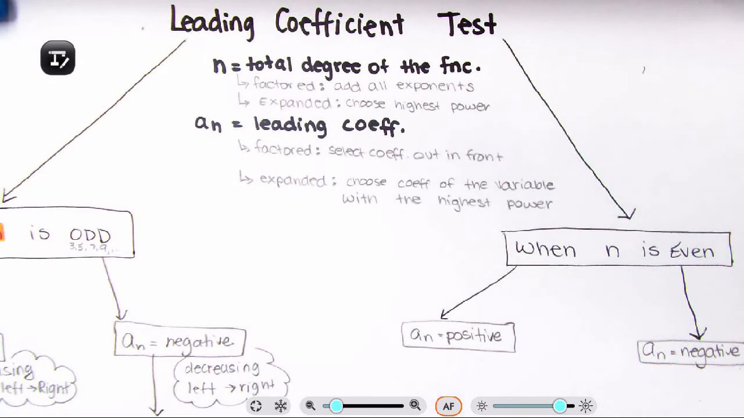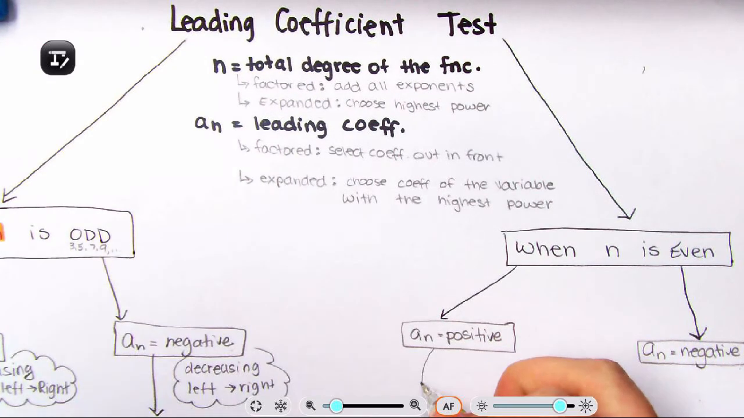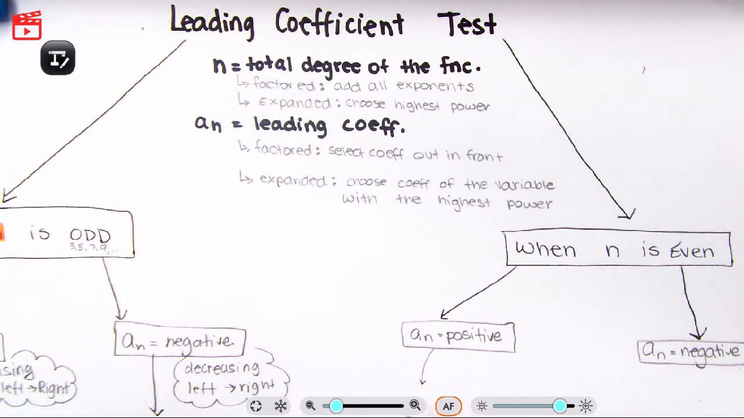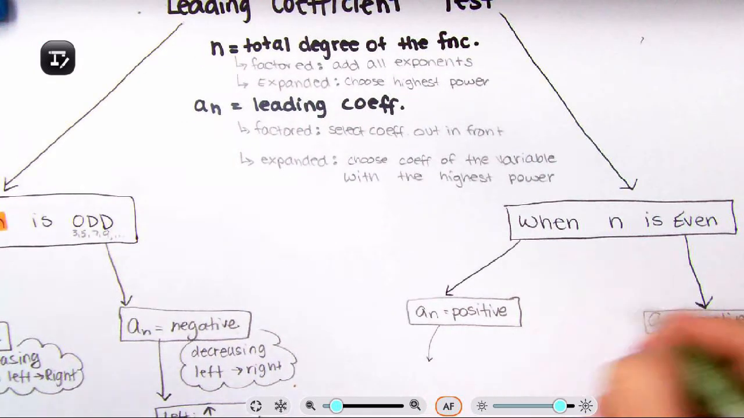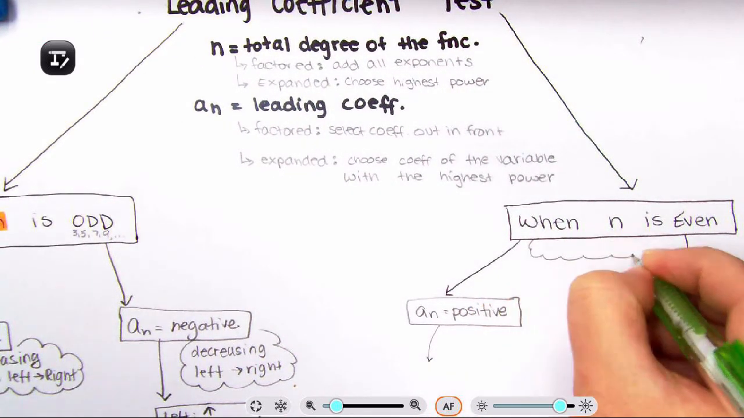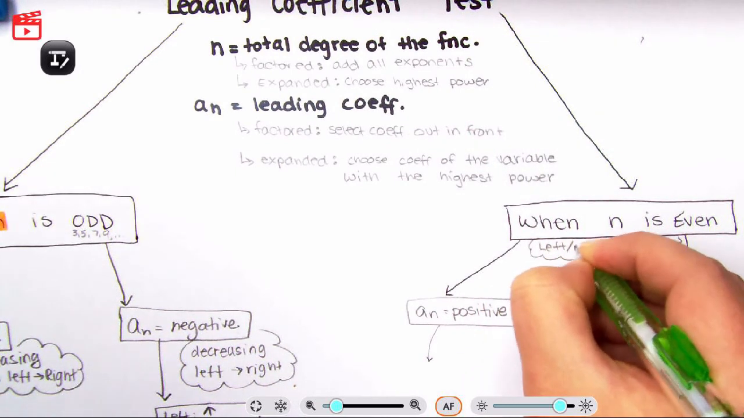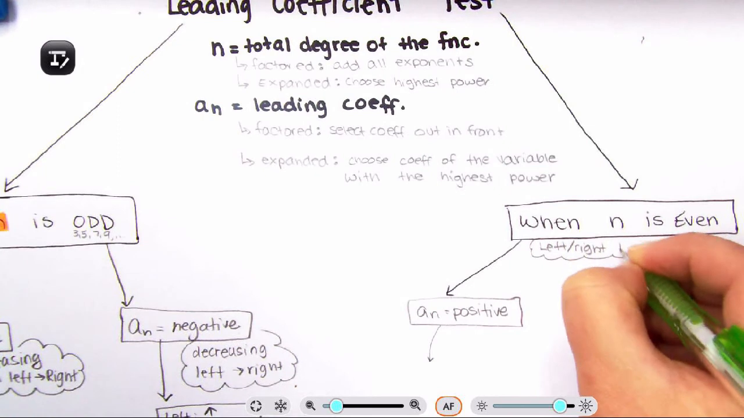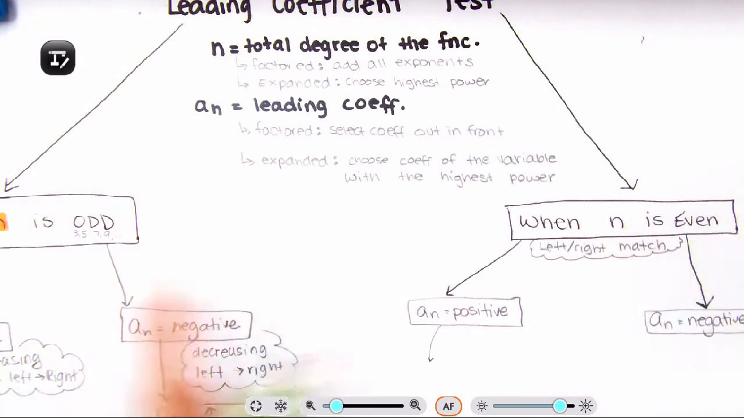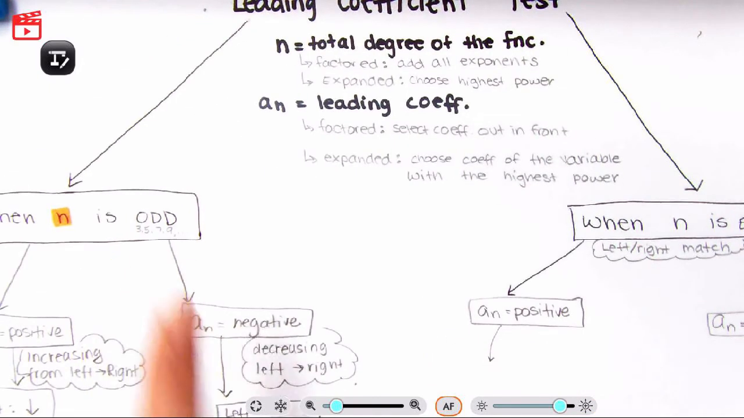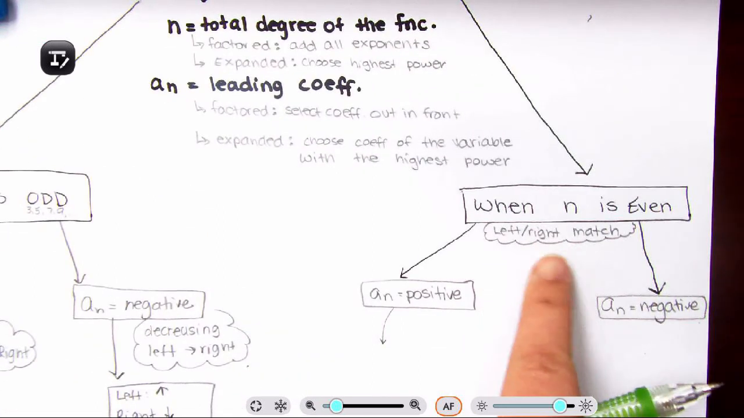Now for even ones, it's the same thing. So for even, let me actually put a thinking bubble. Left and right match. So for odd functions, your left and your right hand side are going to be different. Things are going to be either going up or down. Left hand's going to go up, right hand's going to go down, or right hand's going to go up, left hand's going to go down, etc. But for even, your left and right match.